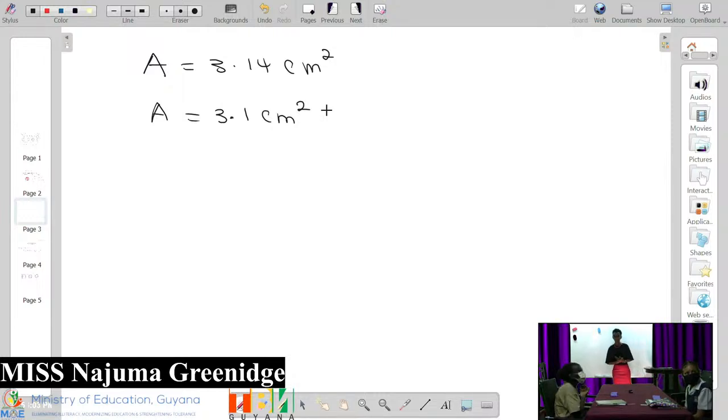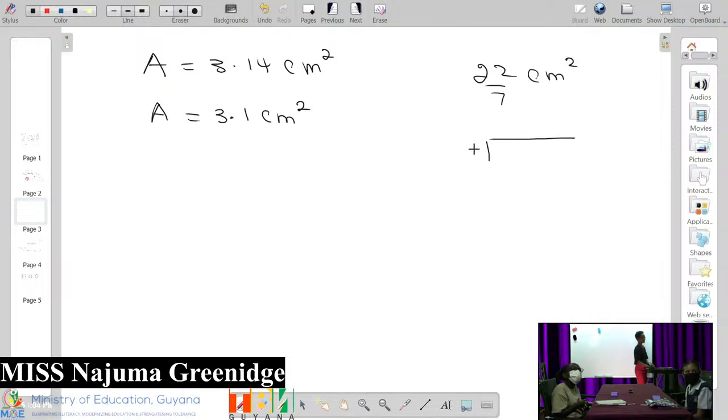Why did we? Oh, because 22 divided by 7. Because remember we had 22/7 cm square. And so 22 divided by 7. 7 into 22. 7 3s, 21. How much remaining? 1. Put your point.